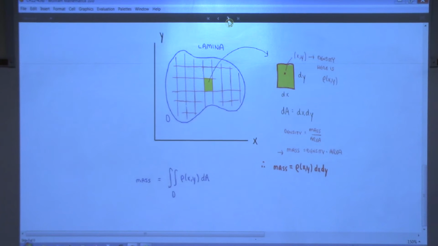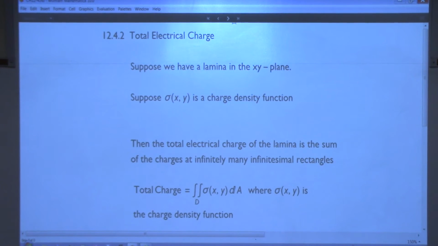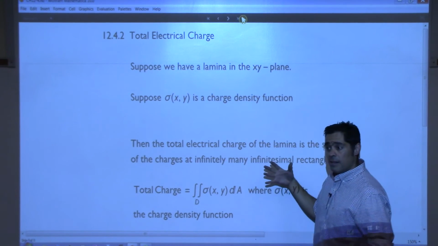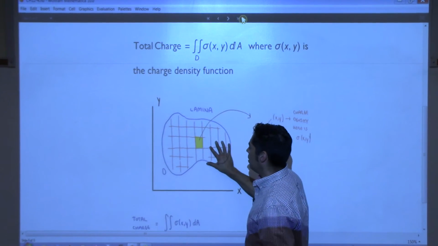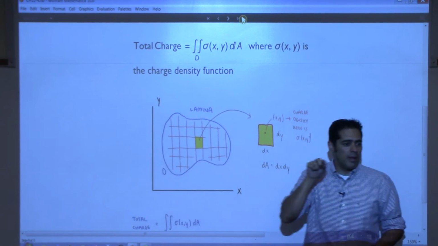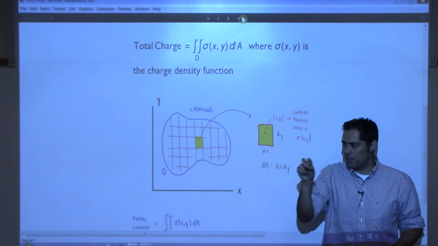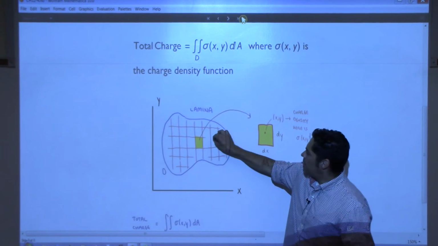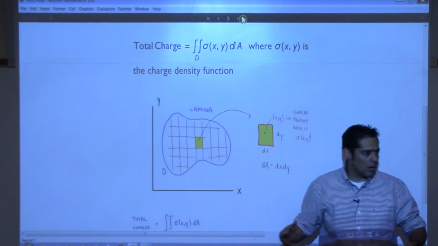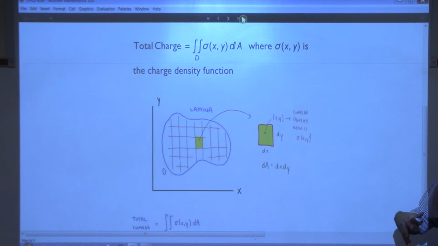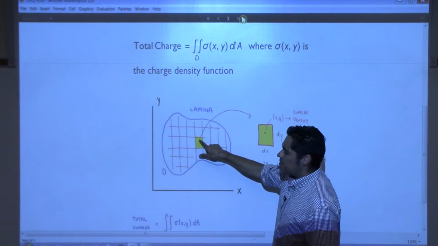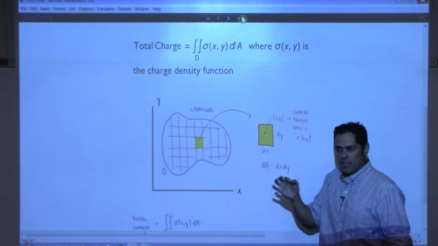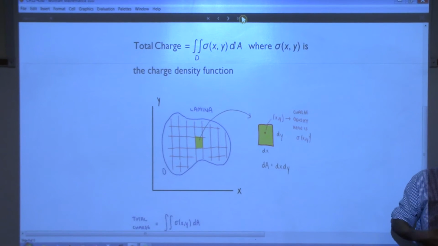If instead we'd like to do something that involves electromagnetism, we could look at a lamina again, a flat sheet of paper. We could say, check out this sheet, it has a charge at each point, some charge density is what they call it. If you're trying to find the total charge on this lamina, you multiply the charge density times the area, and you get the charge at each little infinitesimal piece, and you add those up, you get the total charge.